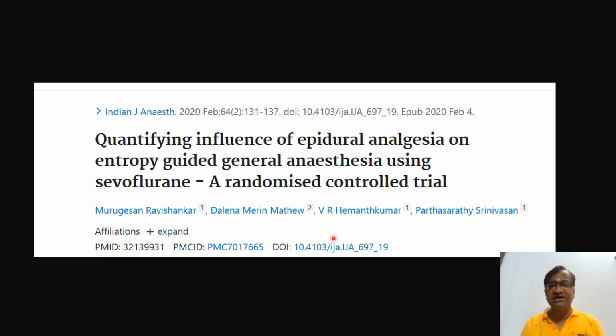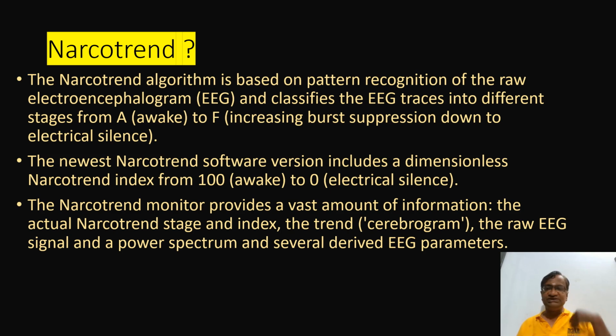This is our study, Brigesh Ravi Shankar, Hemant Kumar, Parthasarathy. We did all laparoscopic cholecystectomies. We put epidural in one group and GA, which was entropy guided to keep it at around 50. How much reduction in sevoflurane is there when we give epidural also? Sevoflurane needed to keep the same entropy was 44% less. So if you give epidural with GA, your sevoflurane requirement is 44% less. This is the influence of epidural anesthesia on entropy guided GA with sevoflurane. So this is about entropy: state entropy is anesthesia, response entropy is nociception.